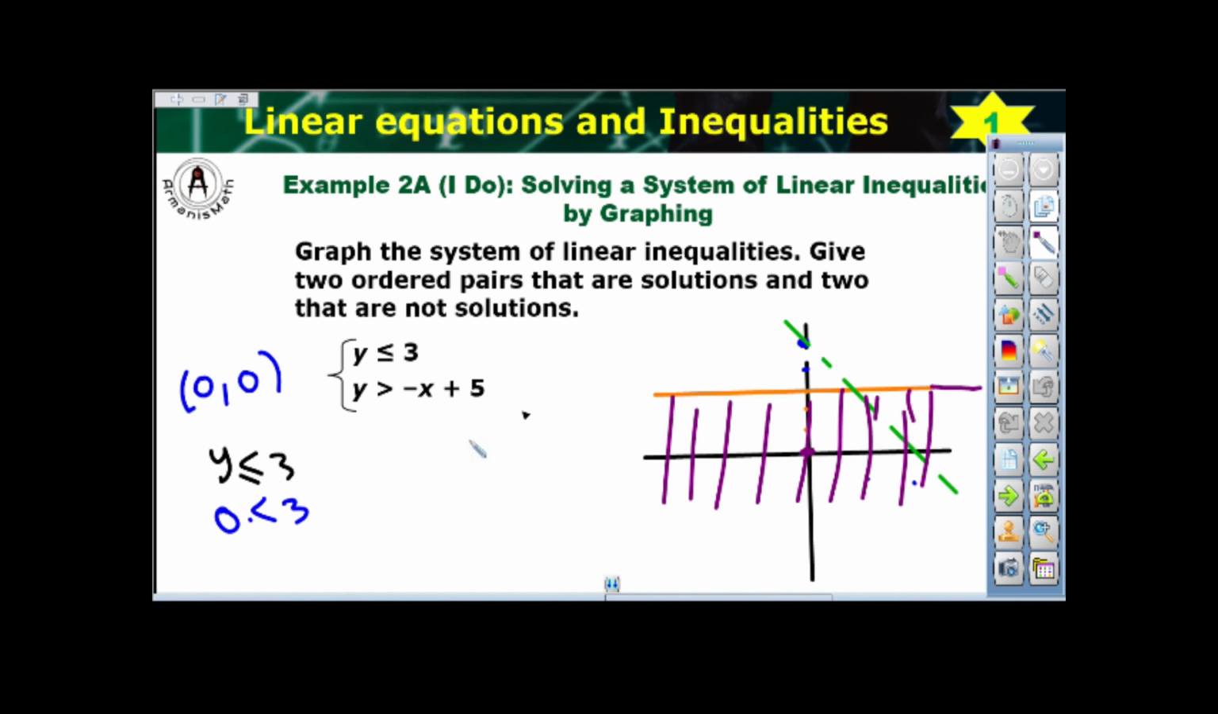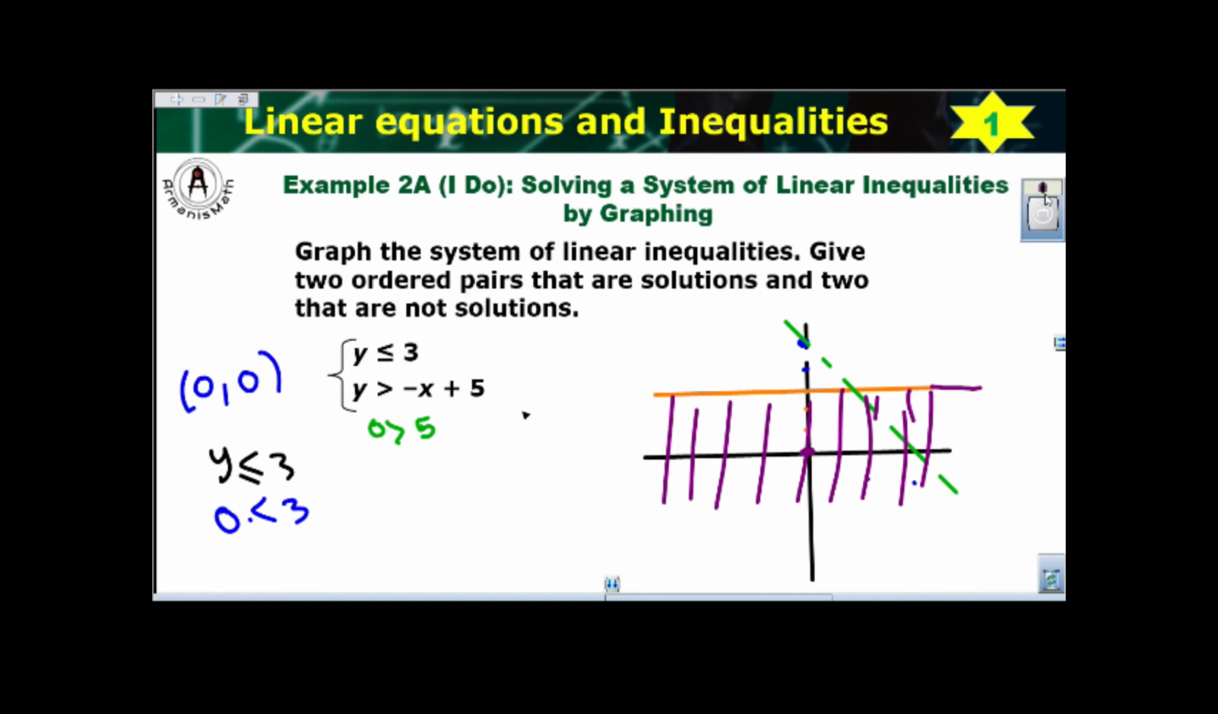Now let's test the region for the green one. Where do you think I should test? Well, again, 0, 0 is the easiest one. So is 0 greater than 5? That's the question. Nope, it's not. So it's not going to be this section. It's going to be above, the other side of the line.